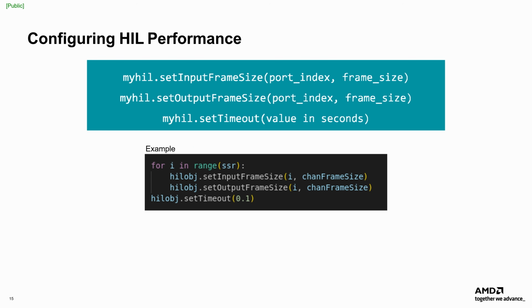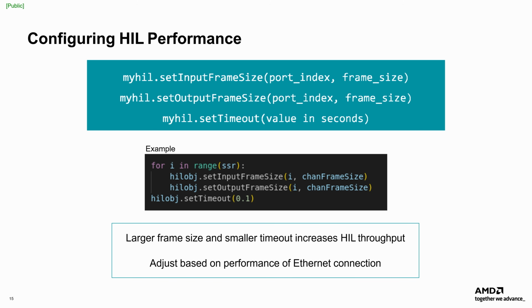Performance parameters can also be configured to optimize the hardware-in-the-loop setup. Using the API, developers can adjust settings such as frame size and timeout values. Frame size determines how much data is transmitted in each batch, while timeout values define how long the system waits for responses from the hardware. Together, these parameters influence the overall throughput and responsiveness of the HIL workflow.